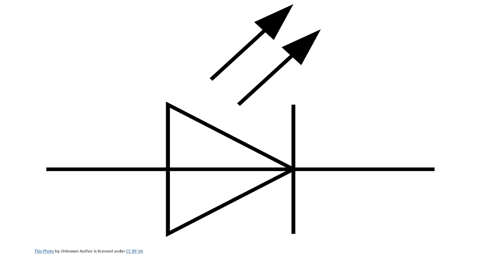This is a symbol for a LED. The arrows indicate the light radiation photons which are coming out, and this is the plus side and this is the minus side. The plus side is called the anode and negative side is called the cathode.